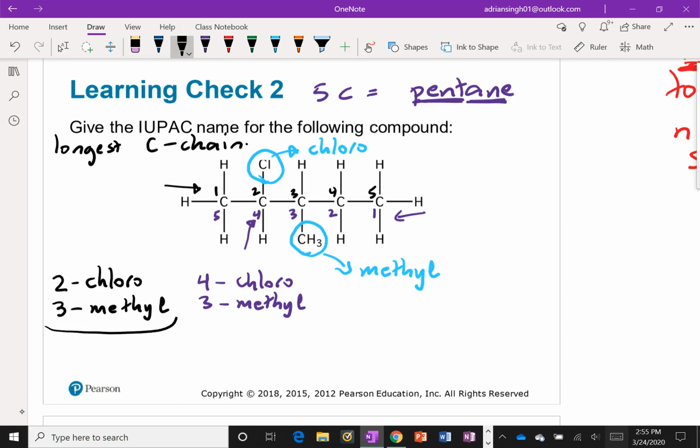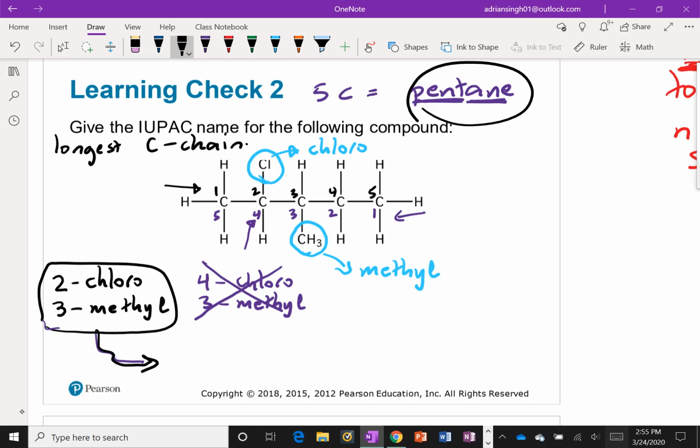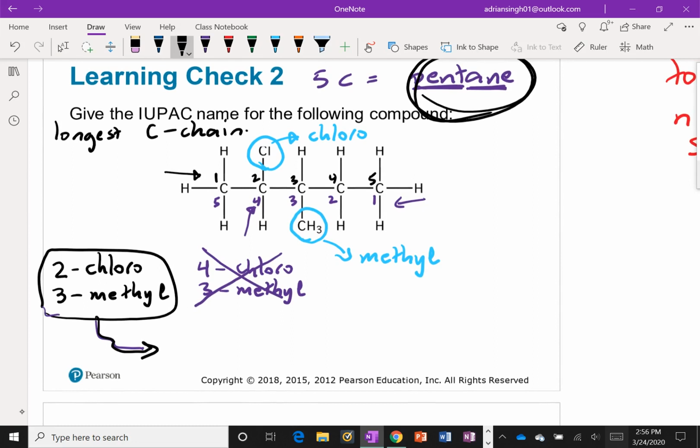So 2 and 3 is 5. 4 plus 3 gives you 7. So that means we're going to eliminate the purple numbering system. We're going to choose the black numbering system. And we're going to place these names of the substituent groups in front of our root name for the compound, the longest chain, which is pentane. All right, so we have pentane as our last name, and then we're going to place these in alphabetically. All right, so C for chloro, M for methyl.